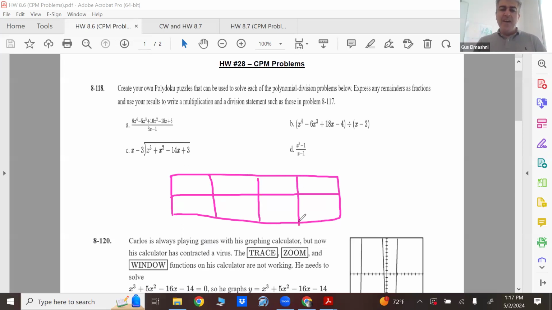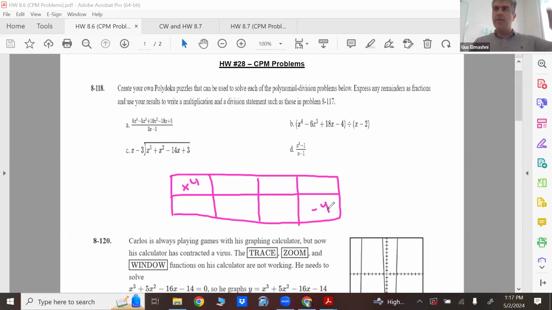All right. Here's what you do. Whatever your degree is, 4, I'm going to do 4 columns. If the degree is 2, do 2 columns. If the degree is 3, do 3 columns, and so forth. So I'm going to put x^4 here. I'm going to put -4 here.